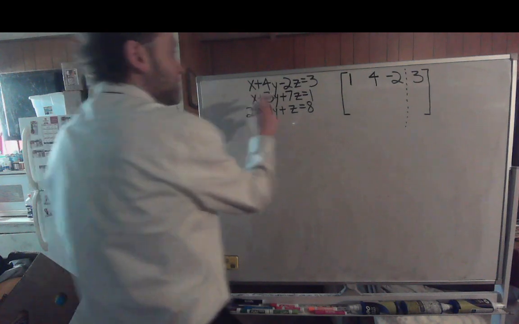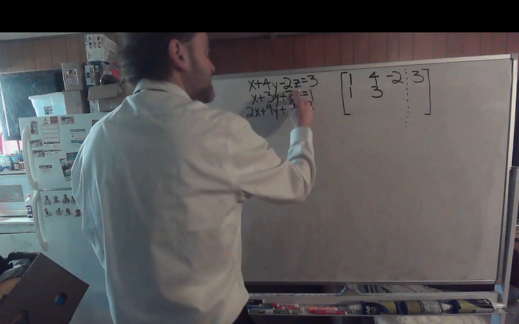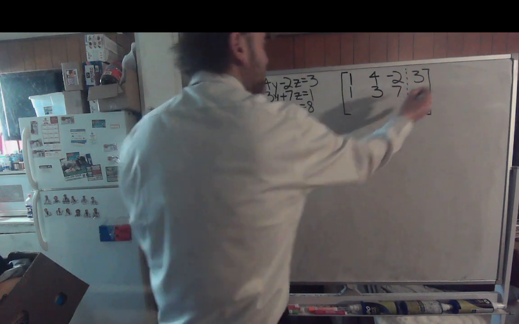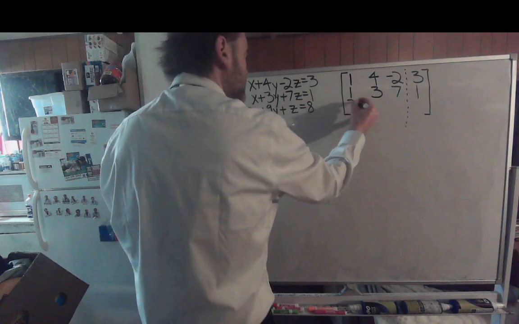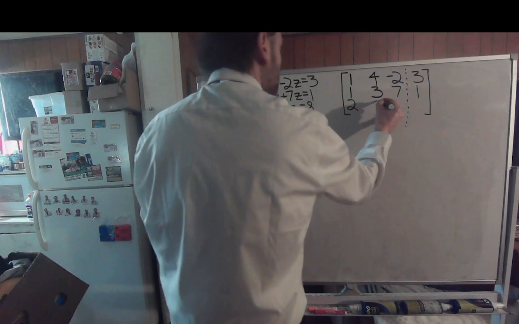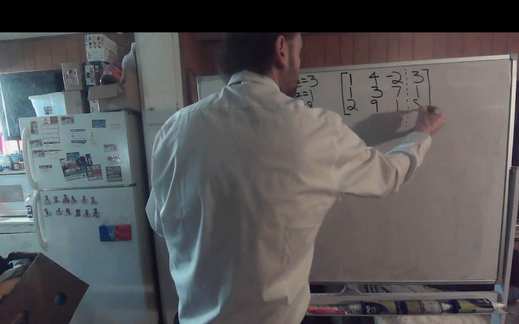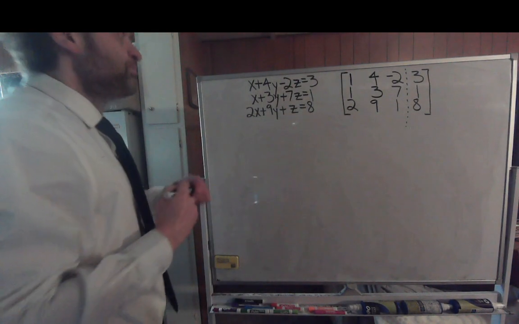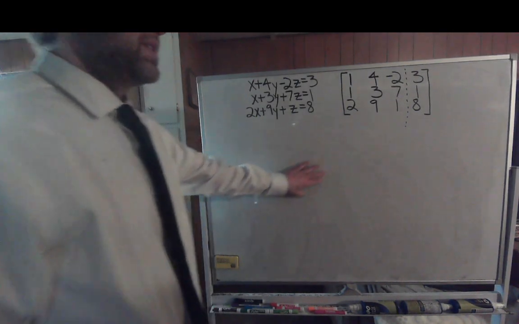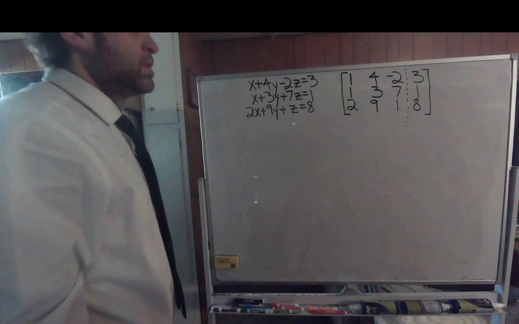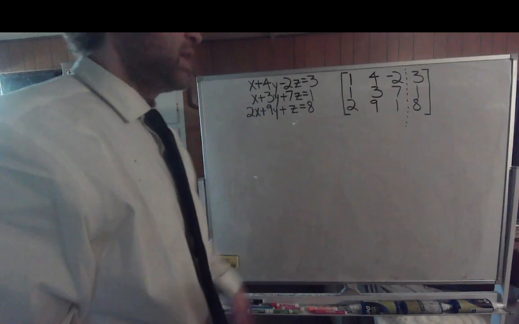Row 2, take the 1 on your x, take the 3 on your y, take the 7 on the z, and then put that 1 to the right of the augmented line. Row 3, take the 2 on the x, the 9 on the y, and then the 1 on the z, and then put that 8 to the right of the augmented line. Okay. So now there's the augmented matrix that represents this system of equations. Notice row 1, you have a leading 1 this time, so that's going to make life a lot easier.